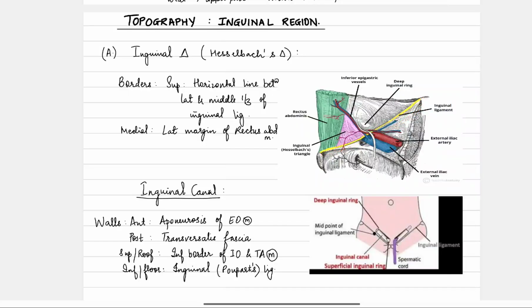It is a horizontal line between the lateral and middle 1/3 of the inguinal ligament. Medially, lateral margin of rectus abdominis muscle.